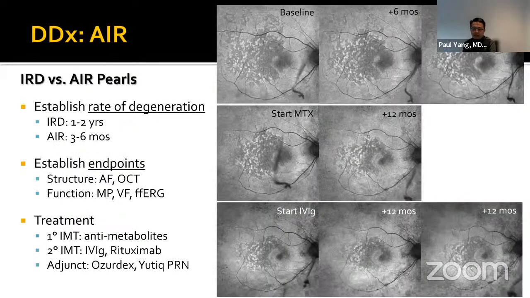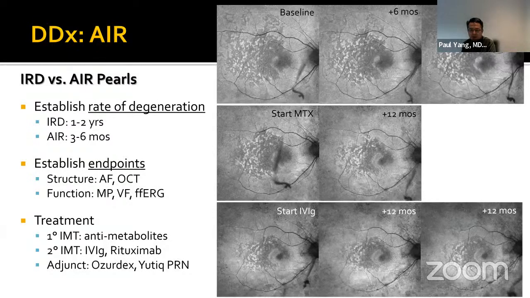Now in this case, we treated the patient at first with methotrexate, and it didn't really have much of an effect. These are autofluorescent images, and the good areas of the retina are actually the darker areas. You can see there's this progression where you just keep losing those good areas. Finally, we started IVIG, and she's now stable, and it's been stable for years.